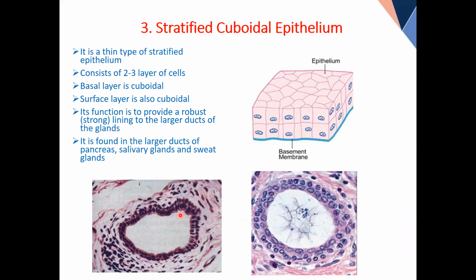Remaining epithelium are very simple. Only two layers, basal and surface layer, stratified cuboidal. I will read, you will understand. It is a thin type of stratified epithelium, usually consists of 2 to 3 layers. Basal is cuboidal, surface is also cuboidal. Its name is stratified cuboidal. Its function is to provide a thick lining for ducts, mainly for the exocrine gland, so that they can bring secretion from one part to another part. It is found in larger ducts of the pancreas, salivary gland, and thyroid glands.